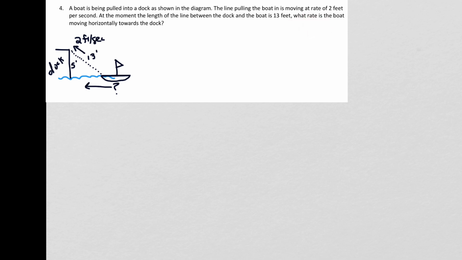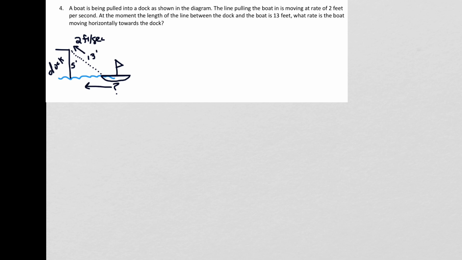What rate is the boat moving horizontally towards the dock? So what rate is it moving through the water here? Notice the dock is 5 feet tall as labeled there. So this one I'm going to do a little bit differently than I did the previous Pythag one. This is also a Pythagorean theorem one. And I think that you'll see that it's convenient to be able to do it both ways, I guess is the easiest way to say it.